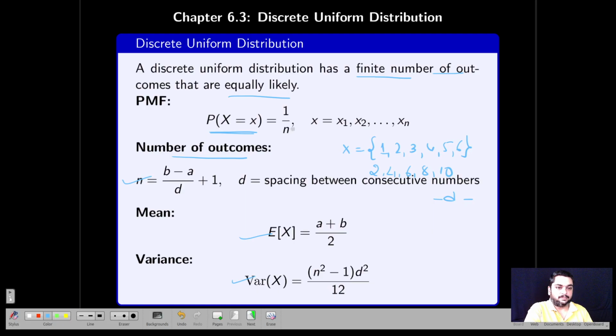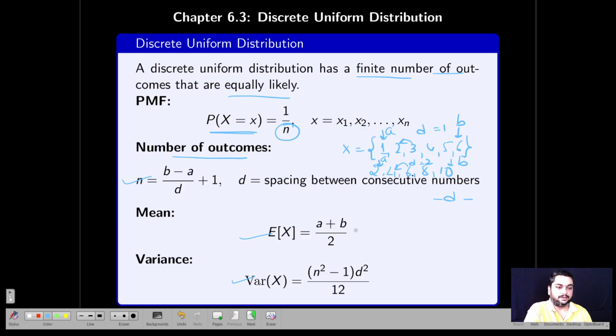Now, what is n? n is the number of values that it can take. So n is equal to (b minus a) divided by d, plus 1, where a is the beginning of the interval and b is the last item in the interval. For example, here 1 to 6. So this will be your a, this will be your b. In this example, this will be your a and this will be your b, divided by d. d means difference. Here d is equal to 1 between two numbers. In this case, the difference between two consecutive numbers is 2. So for this, n will be (10 minus 2) by 2 plus 1.